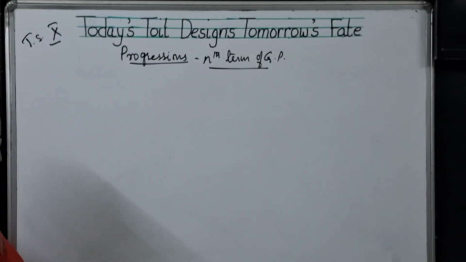Now I'm dealing with 10th class maths progressions, and in this, how to determine the nth term. What is the formula of the nth term of a GP, and certain problems based on this nth term. So let us see the geometric progressions.